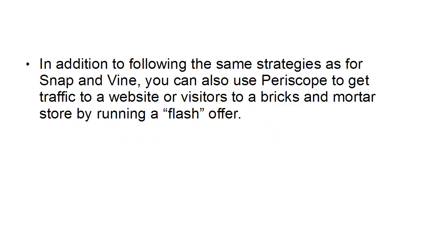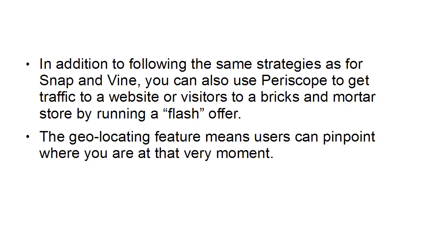And in addition to the same strategies as for Snap and Vine, you can also use Periscope to get traffic to a website or visitors to a bricks and mortar store by running a flash offer. The geolocating feature means users can pinpoint where you are at that very moment.